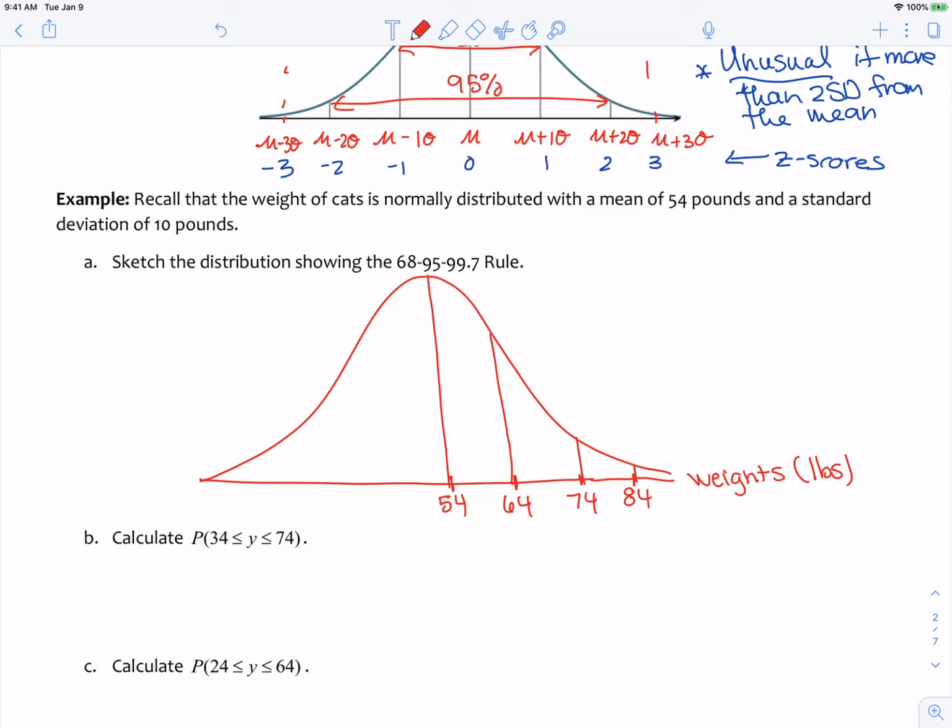Okay, and then we'll go down by the same amount. So 1, 2, 3 standard deviations. So that's going to be 44, 34, and 24. And I'm going to again put those lines in there.